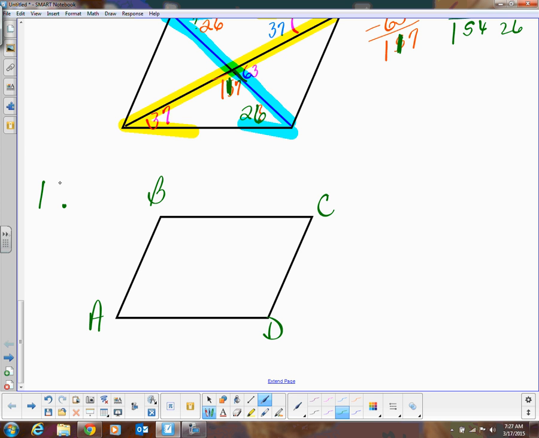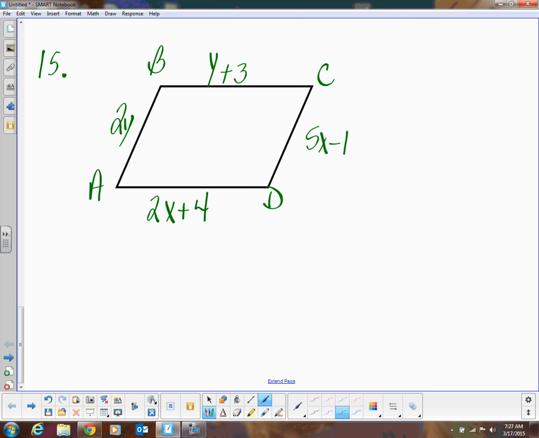Okay, so first I get my A, B, C, D. Now they're saying AB is 2y. They're telling us BC is y plus 3. They're telling us CD is 5x minus 1. And this is 2x plus 4. All right, so this is a parallelogram. What's one equation you can write? Samantha?